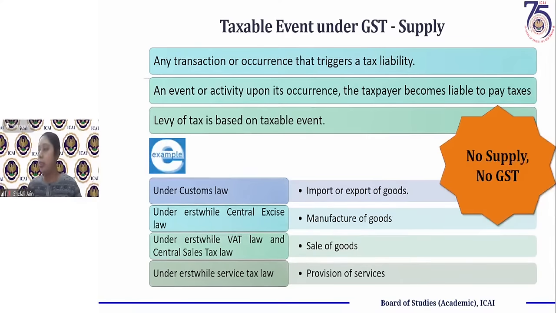Can we set off IGST credit with SGST and CGST, or vice versa? Yes, Avinash, you can do that. Only bar is on CGST and SGST. CGST cannot be used for SGST. SGST cannot be used for CGST, but this is only for information. Don't go into it. This will be again discussed separately in the ITC chapter.